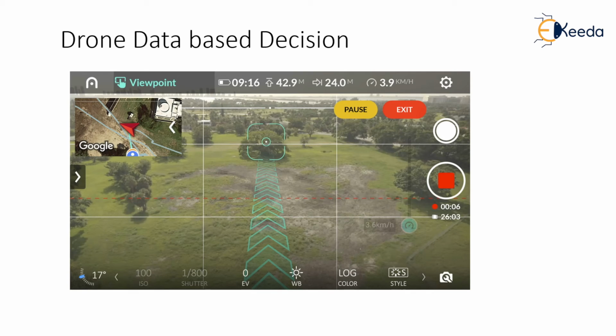Similarly, in firefighting applications, the data coming from the drone will help the firefighters analyze conditions where there is a critical requirement for saving people or where the structure is going to collapse. These kinds of drone-based data decision processes are becoming a need of the hour where an immediate decision is required from the drone data.